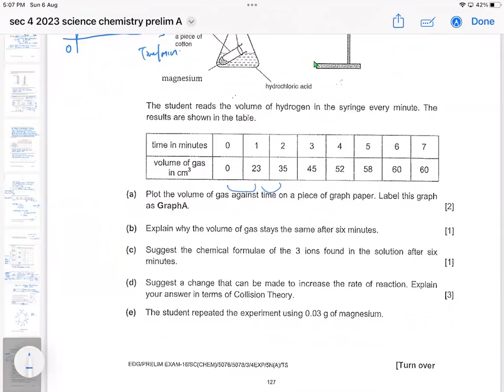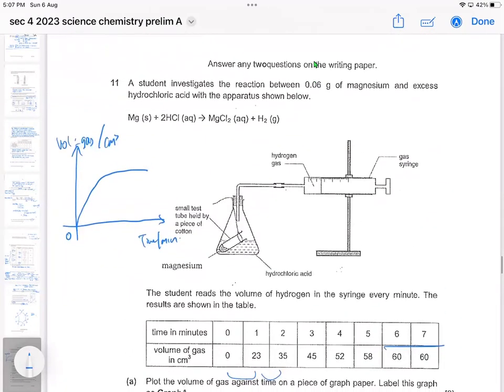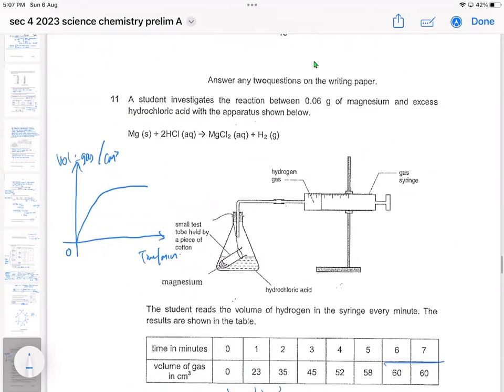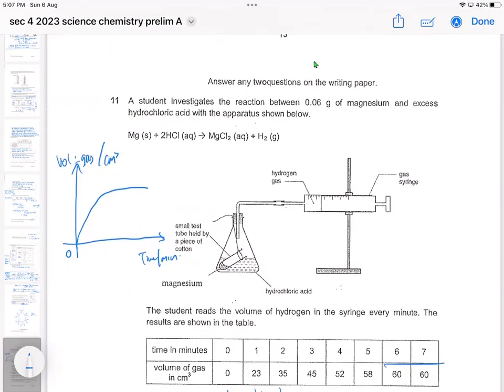Okay, so why does the time stay the same after 6 minutes? So over here, why does the gas no longer get produced? Daryl, if you look at question 11, the reason why the reaction stopped is because one of the substances is used up. Look at the question, which substance is used up?